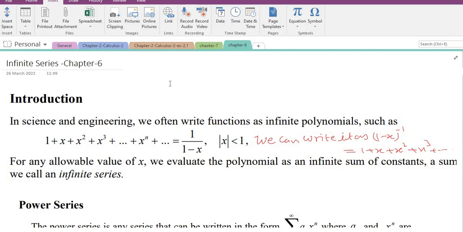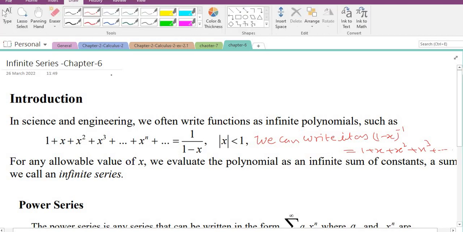Hello my dear friends, now I am going to explain you chapter number 6. The name of chapter number 6 is infinite series. In this chapter we will discuss how to differentiate an infinite series.